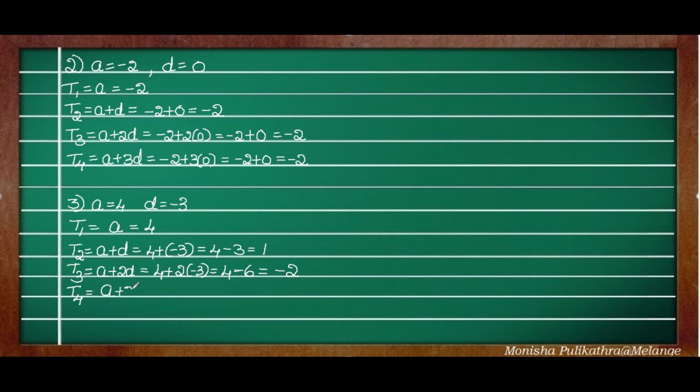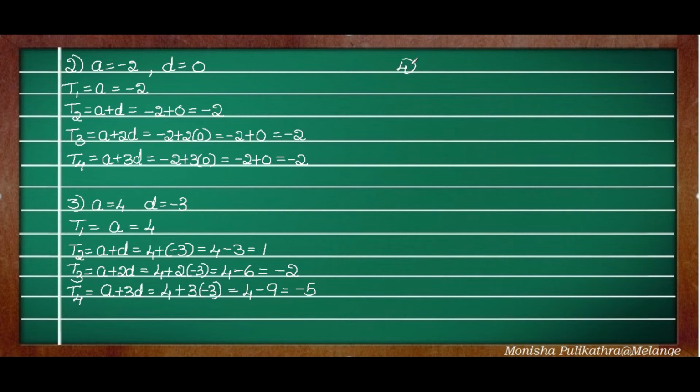Fourth term is given by A plus 3D. A is 4 plus 3 into minus 3. Here 4 as it is. Again plus into minus is minus. 3 3s are 9. So 4 minus 9 is minus 5. Hope you understand this. Let us move on to the fourth problem.